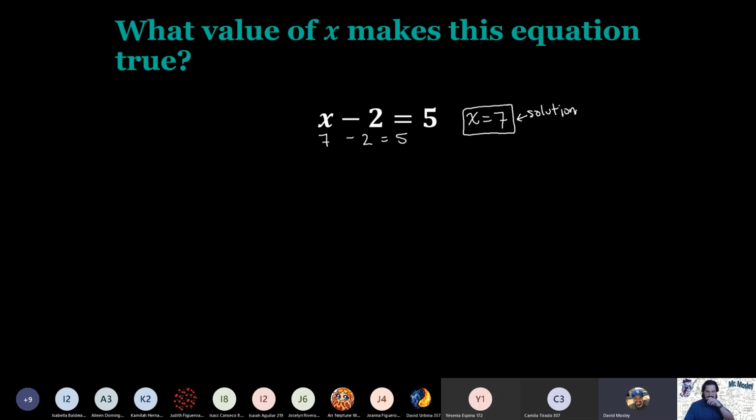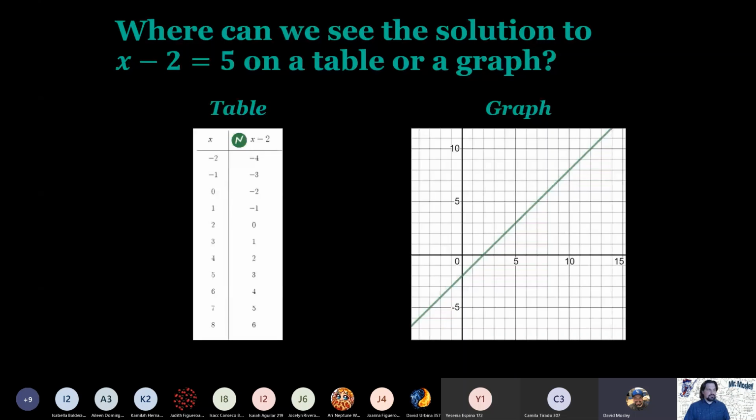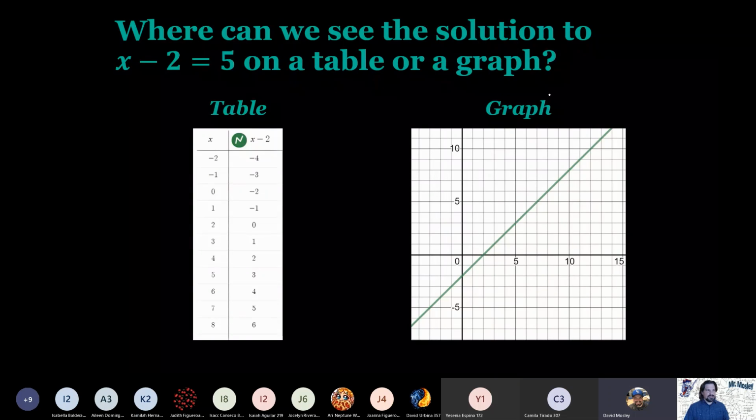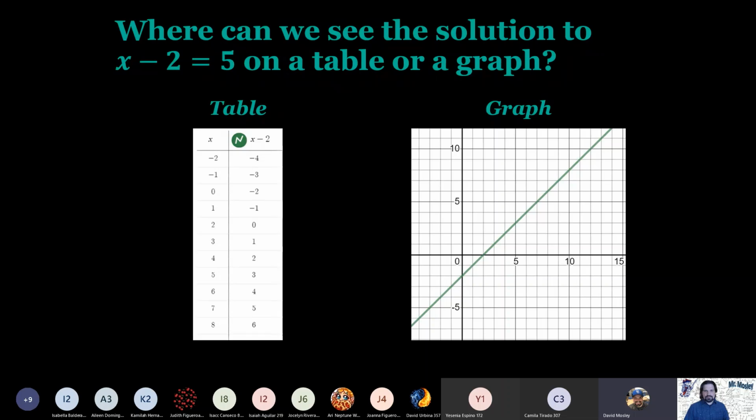So, when we're looking at this, obviously this is a more basic example. We don't have anything besides subtraction going on. But we're going to use this as the basic example so we can see what's going on. Where can we see the solution to that same equation on a table or a graph? If we're looking at the table here, where do we see the solution for x minus 2 equals 5?